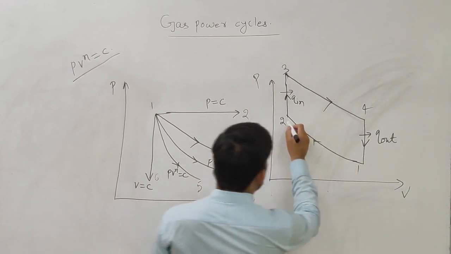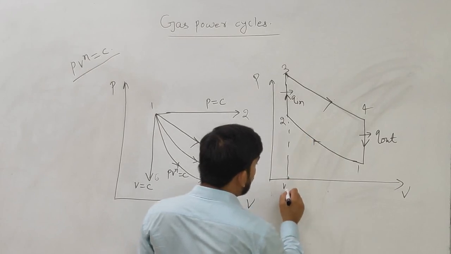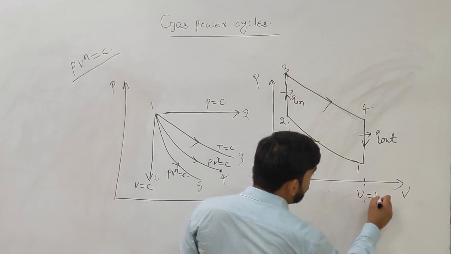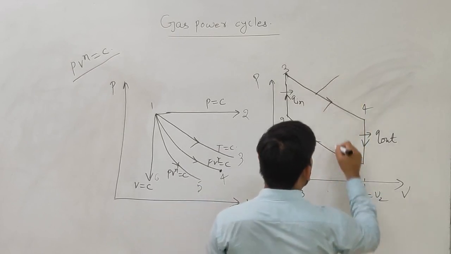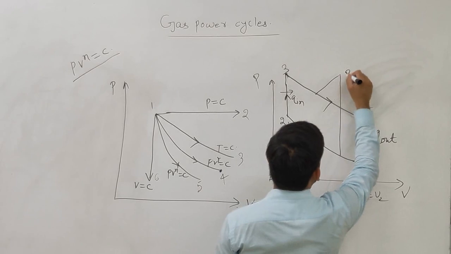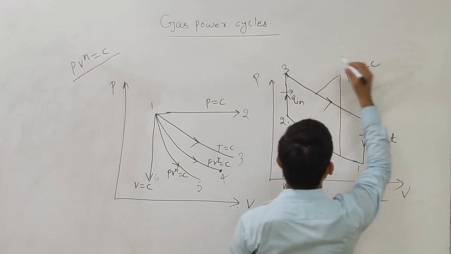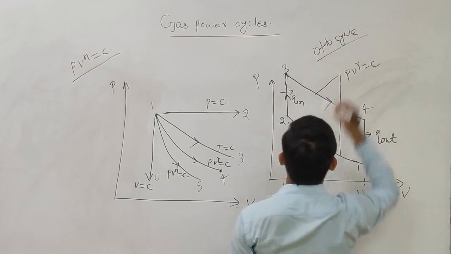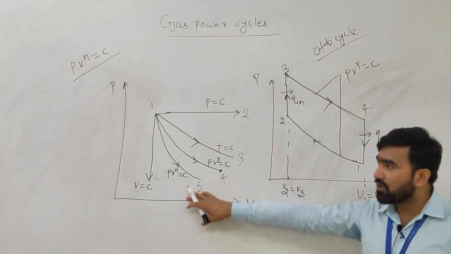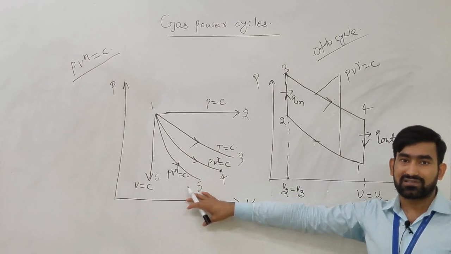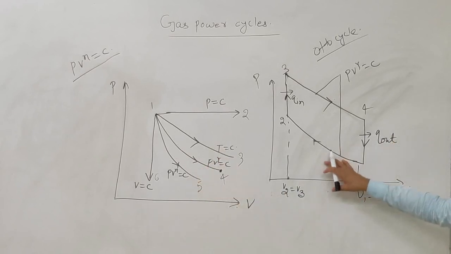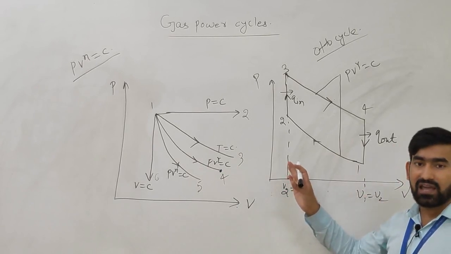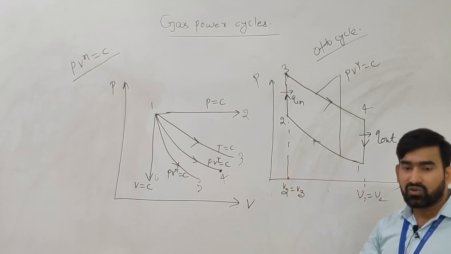So here 2 to 3, V2 equals V3, and V1 equals V4, and these two curves represent PV to the power gamma equals constant in case of Otto cycle. So by the help of this PV diagram by polytropic process, we can draw the PV diagram of Otto cycle. In the same way, we can draw the PV diagram for diesel cycle and dual cycle.